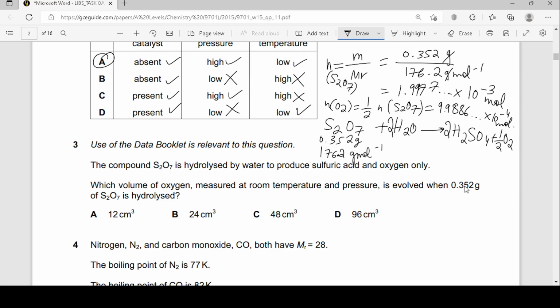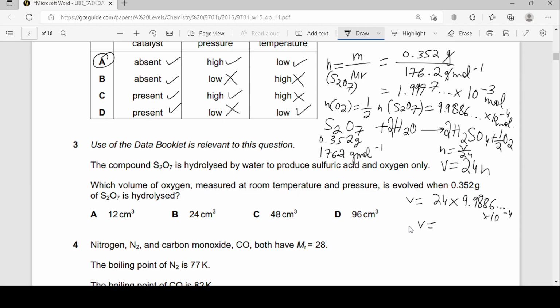All right, so now I want to use the relationship I showed you before, n equals V over 24, so V equals 24n, right? So V equals 24 into this value that I've gotten, 9.9886 into 10 to the power of minus 4. So what do I get? Let me just do this calculation first and then I'll tell you what I'm saying.